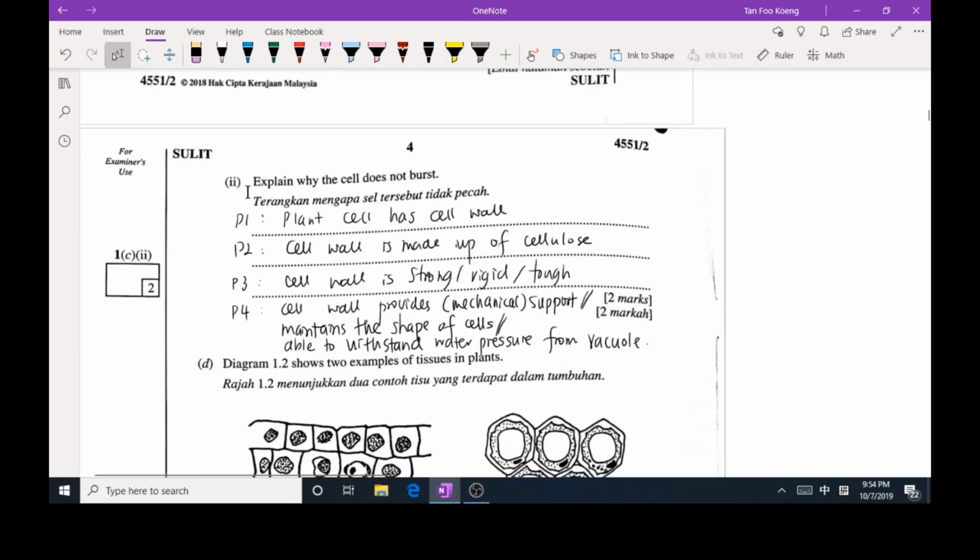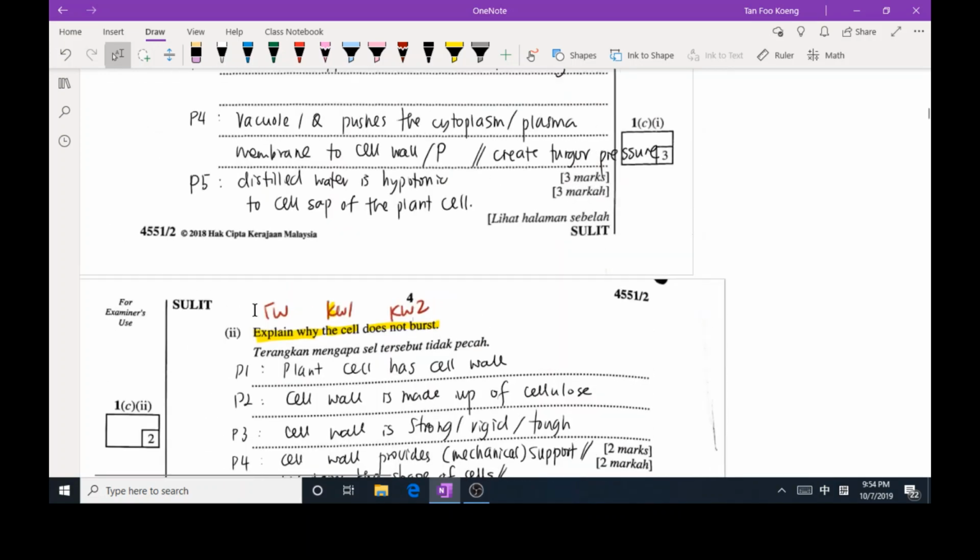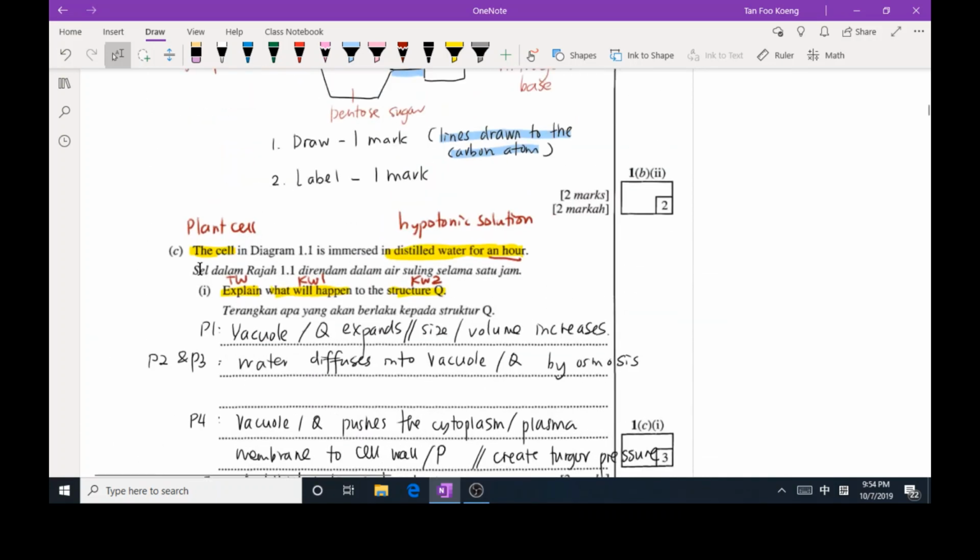Now D, this is C2. Explain why. My task word is explain why the cell. So don't relate it to vacuole, don't relate it to other organelles. Relate it to cell. This is my keyword number one. Keyword number one does not burst. Keyword number two, when it is immersed in distilled water. So look at it. This is C2. So C2 is part of question C. So C1 and C2 actually share the same STEM question.